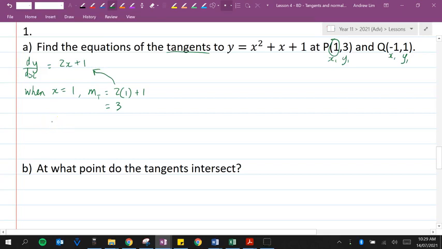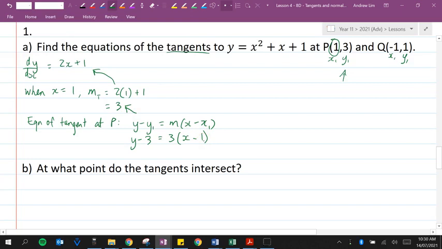Let's just work out the equation of the tangent at P for now. We use the point-gradient formula whenever we want to work out the equation of a straight line, which is y minus y1 is equal to m(x minus x1). So here we have y minus y1, which is 3, is equal to the gradient 3, which we've worked out here, (x minus x1), which is 1. We're going to expand the brackets, 3x minus 3, and then add 3 to both sides, so y is equal to 3x. That's our equation of the tangent at P.